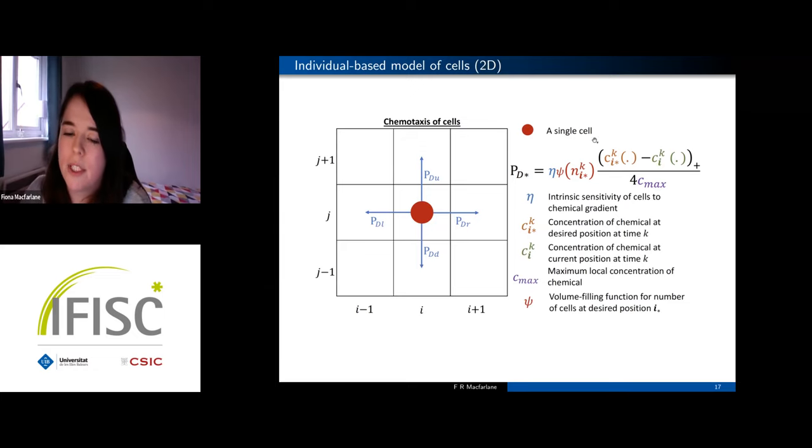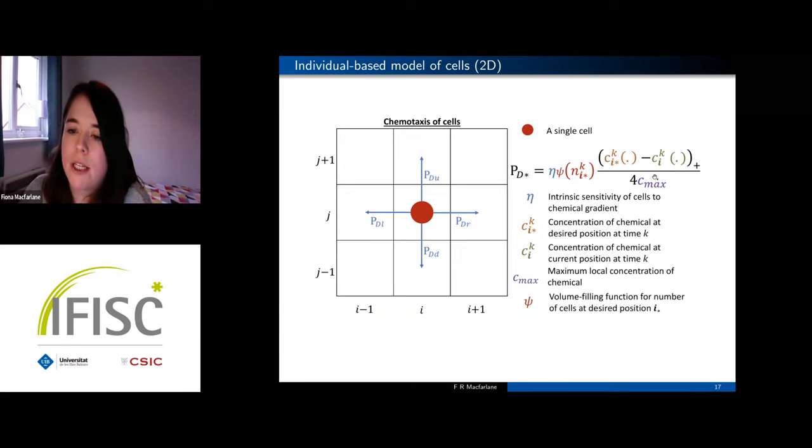And this last term is a term that depends on our chemical. Here what we're doing is we're taking the difference between the concentration of the chemical at the position we want to move to and the position that we're currently at. And we take the positive part of this difference to ensure that cells are only going to be moving to areas that have a higher concentration of the chemical. So what we're doing here is we're enforcing that it's a chemoattractant, that cells are wanting to move to areas that have a higher value of C.